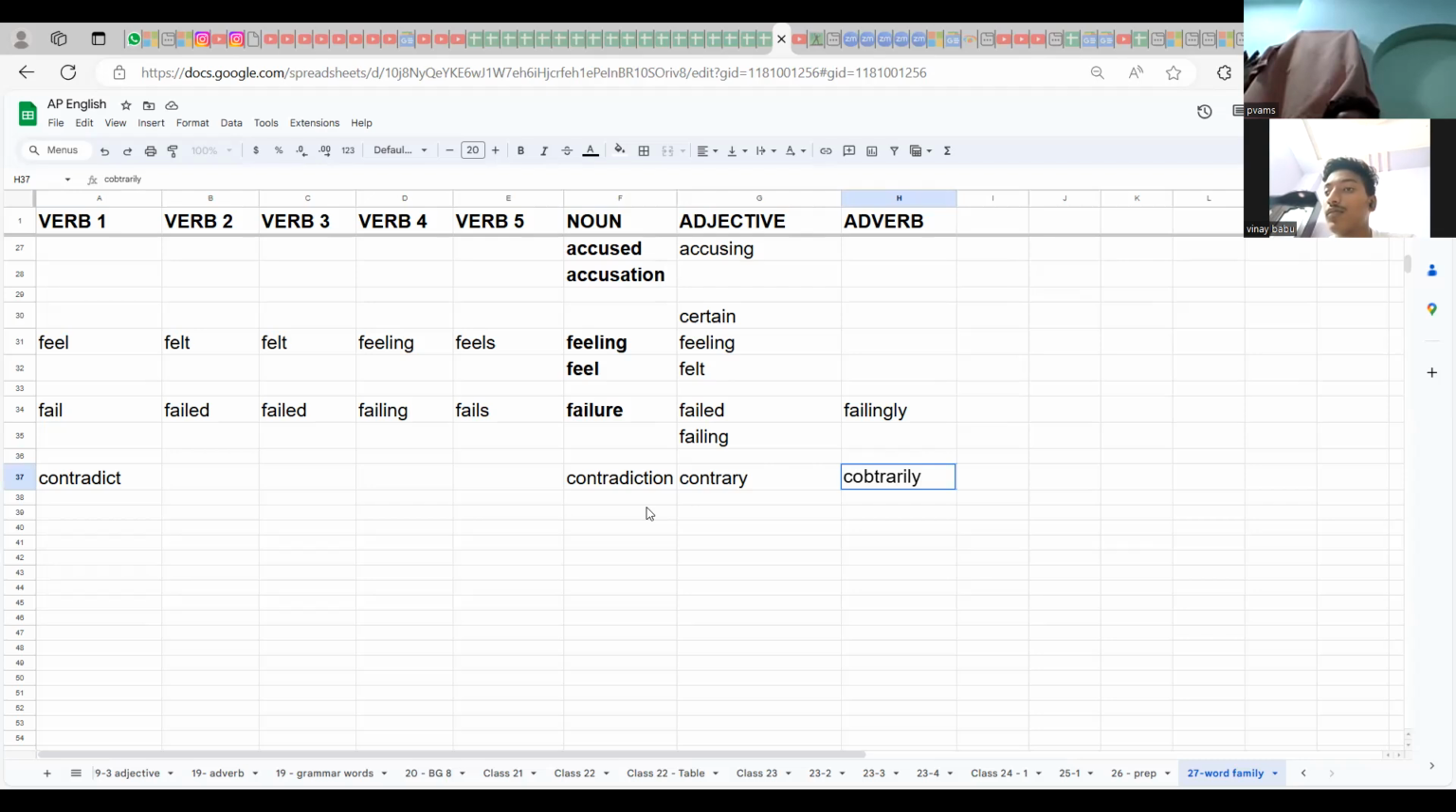We can fill it up. If it is irregular, you can fill it up. You see? Contrarily. So, for each and every word here, we should be able to get this thing. Look at that.